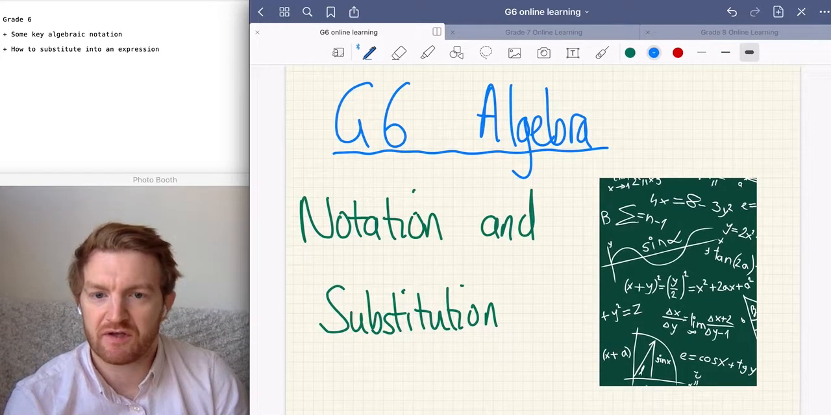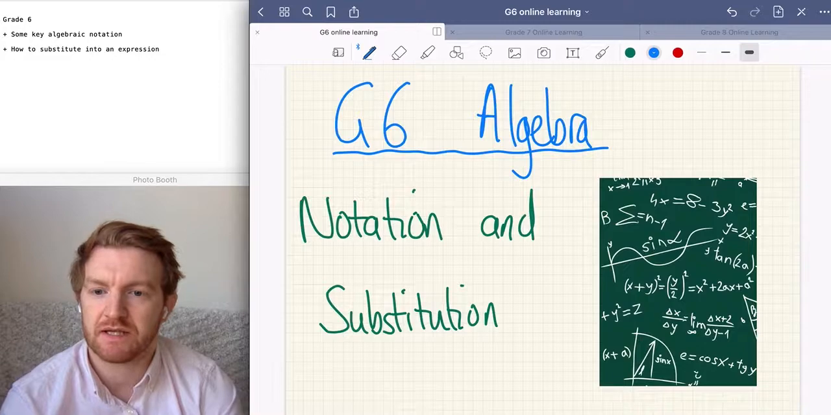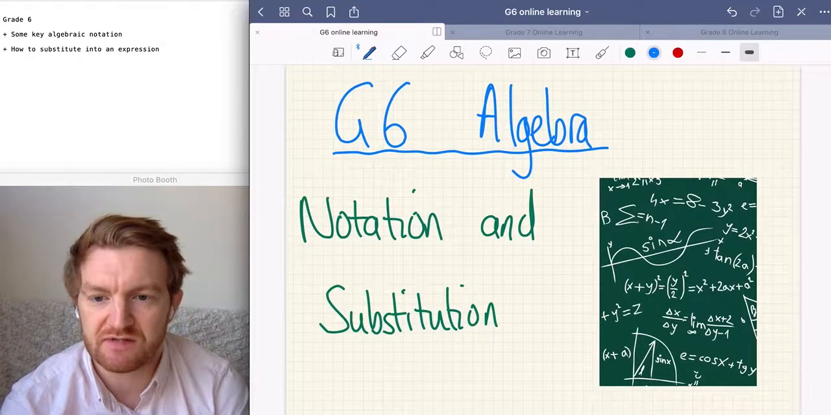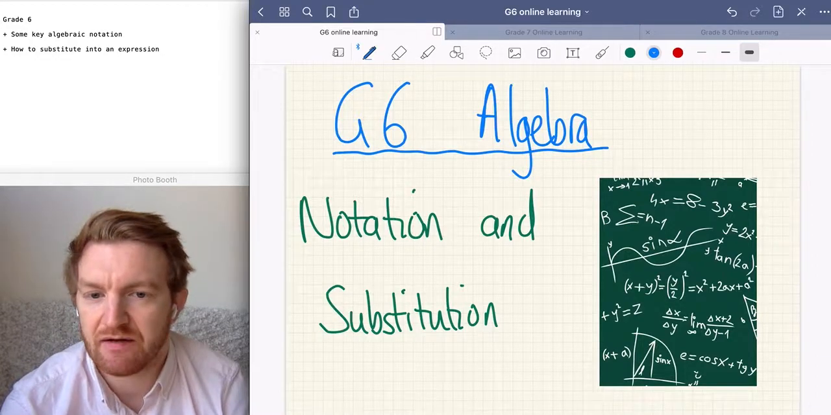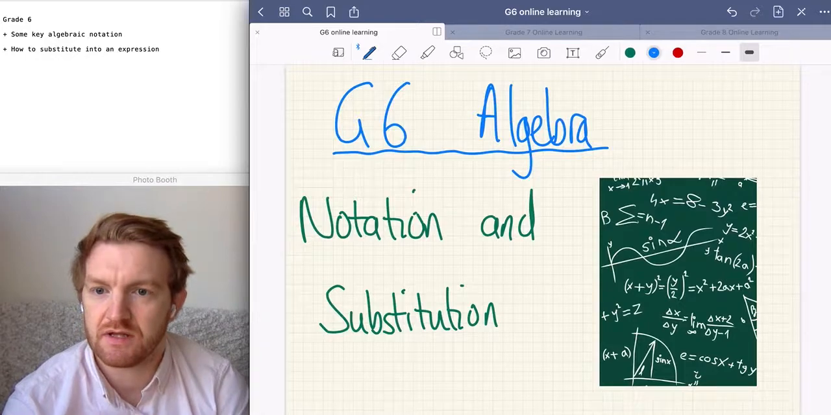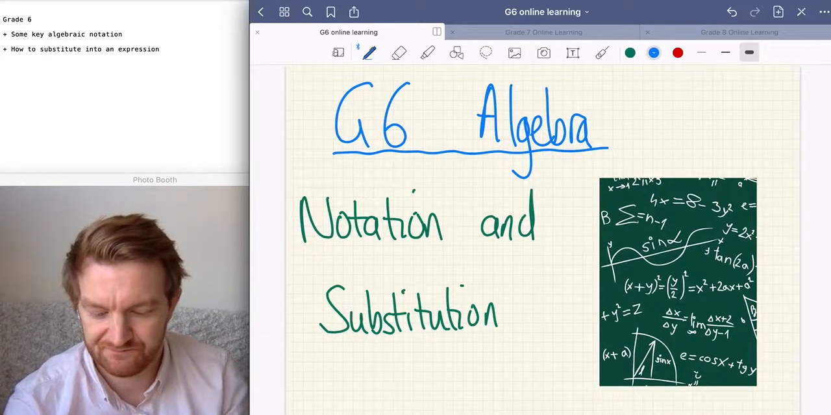We're going to carry on with our algebra. Today we're going to build on some of the stuff that we did in the first lesson with the expanding and simplifying. We're going to recap some of the notation, and then we're going to see how we can start to use that in combination with numbers in substitution. So let's jump straight into this.